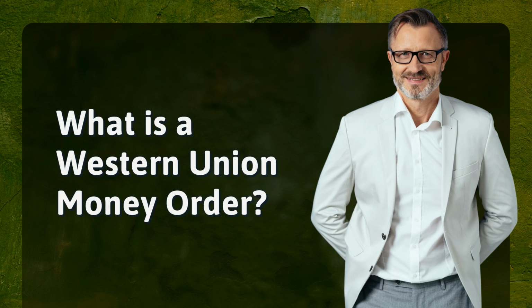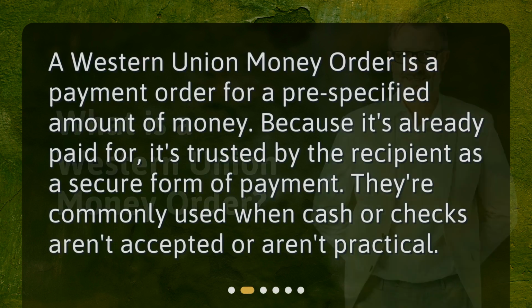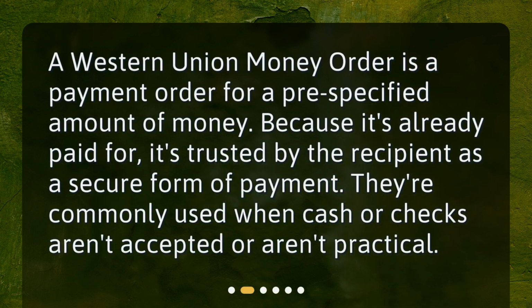What is a Western Union money order? A Western Union money order is a payment order for a pre-specified amount of money. Because it's already paid for, it's trusted by the recipient as a secure form of payment. They're commonly used when cash or checks aren't accepted or aren't practical.